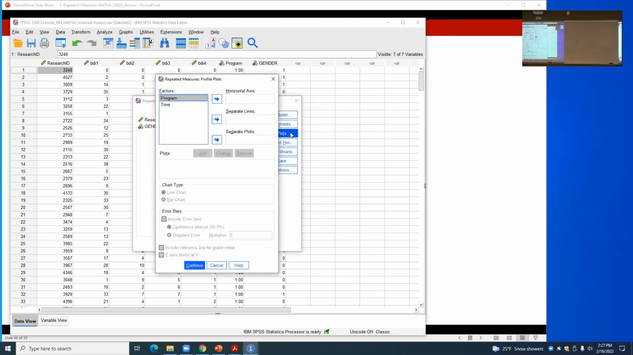Now, plots. You've got to think a little bit about how we want our plots. What factor do we want on the horizontal axis? Yeah, Elizabeth? Yeah, my repeated measure of time, right? So that's going to be on my horizontal axis. And what might be useful to look at in terms of separate lines?